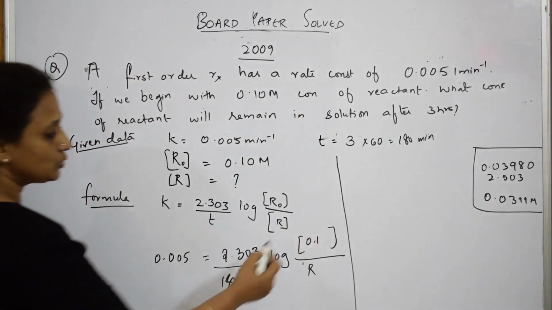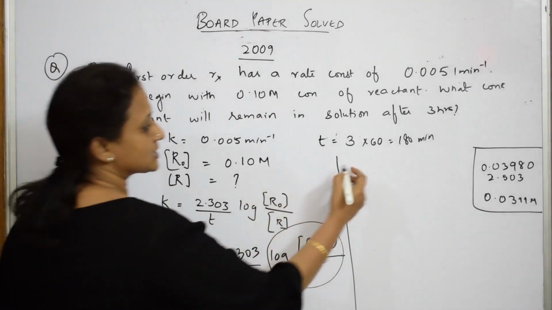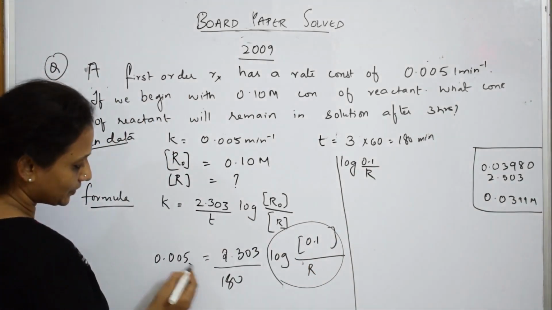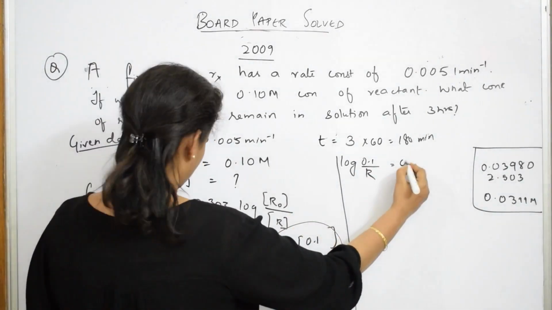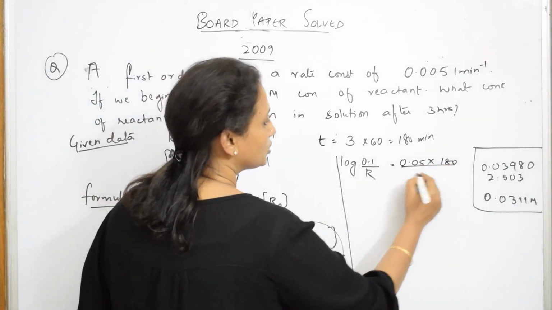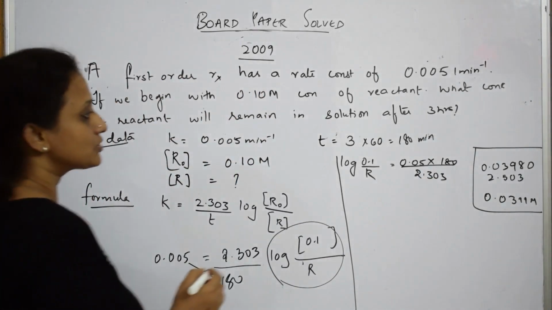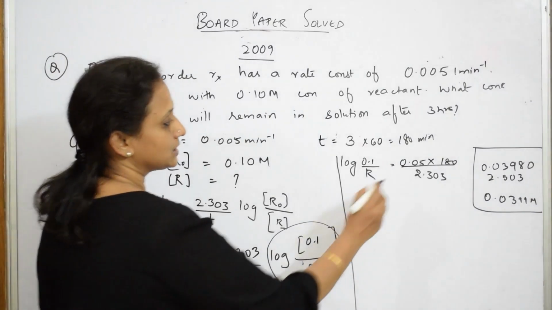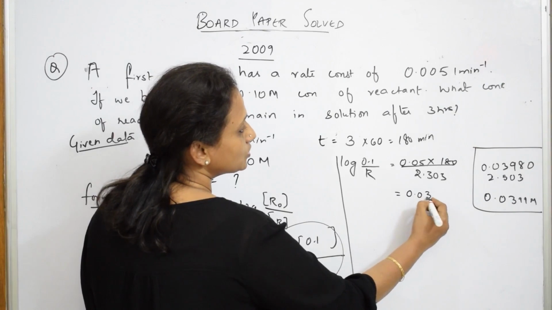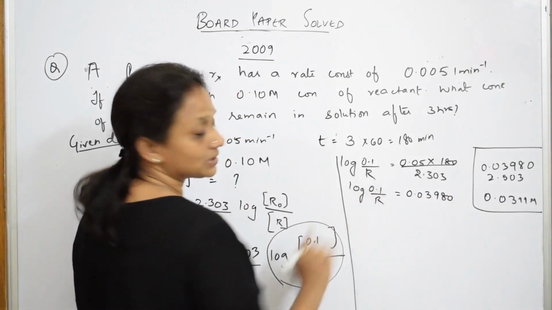Now, you take this whole log of 0.1 by R on this side. Log 0.1 by concentration of R. So what will happen then? You cross multiply with this. This becomes 0.05 into 180 divided by 2.303. Done? Yes. Once you solve this particular value, you get an answer of 0.0398. So log of 0.1 by R is so much.